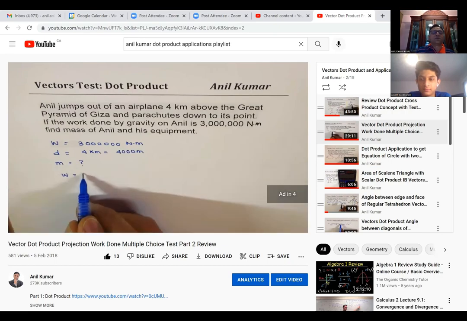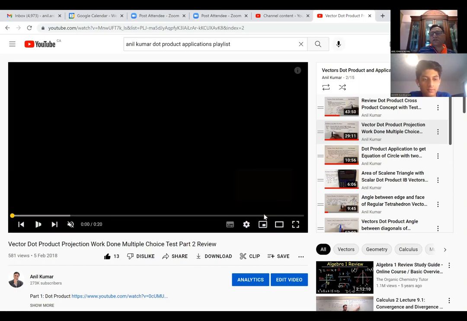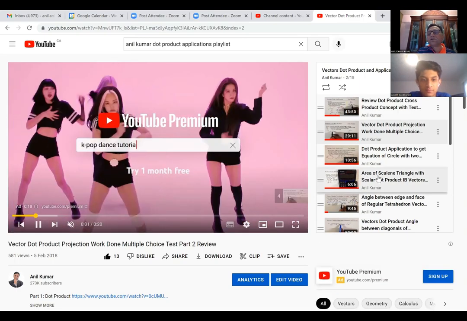Can you please read this question? Yes, sir. Anil jumps out of an airplane 4 kilometers above the Great Pyramid of Giza and parachutes down to its point. If the work done by gravity on Anil is 3 million Newton meters, find the mass of Anil and his equipment. Correct. So interesting question, but simple. Work done is a dot product, and using that dot product, you can find the solution. So very interesting test question before you. So that is how you should be working.